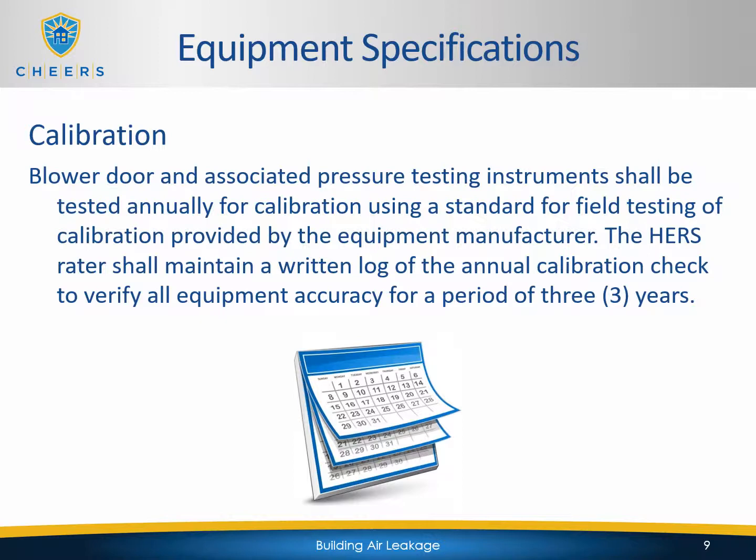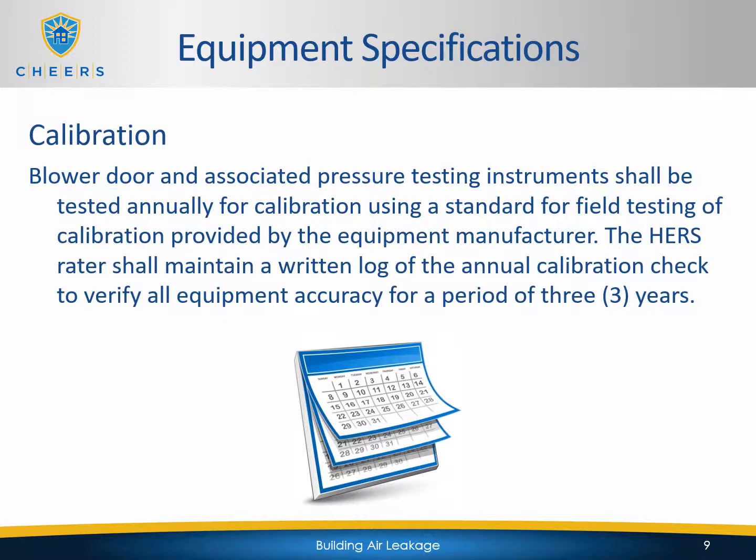Now, calibration is a little different. So the blower door and associated pressure testing instruments shall be tested annually for calibration using a standard for field testing of calibration provided by the equipment manufacturer. The HERS rater shall maintain a written log of the annual calibration check to verify all equipment accuracy for a period of 3 years. This calibration log can actually be asked for by the QA rater when your work is being QA'd, to make sure that you are, in fact, calibrating the equipment.